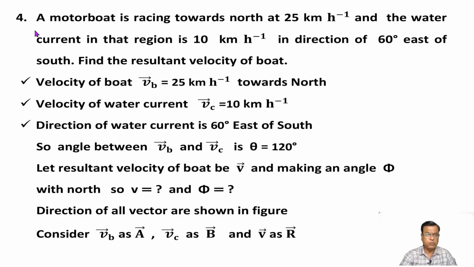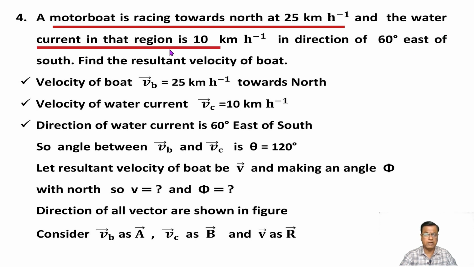Now this is the numerical of chapter 3. A motorboat is racing toward the north at 25 km per hour. The velocity of the boat, VB, equals 25 km per hour towards the north. And water current in that region is 10 km per hour. The velocity of the water current, VC, C for flow of the water current. So VC is 10 km per hour.